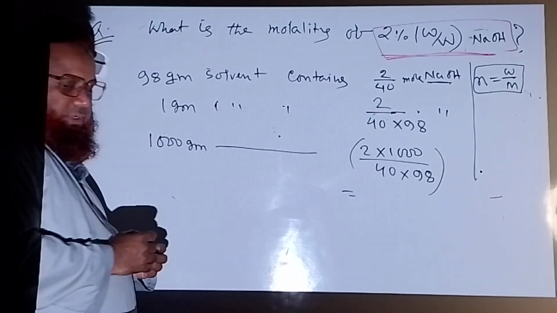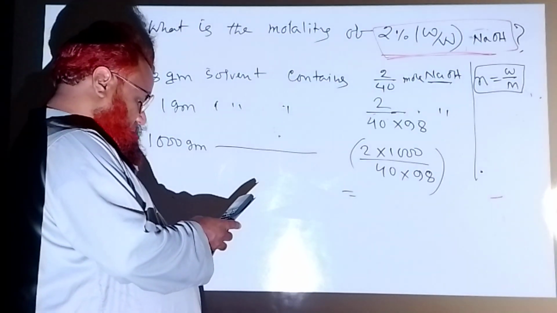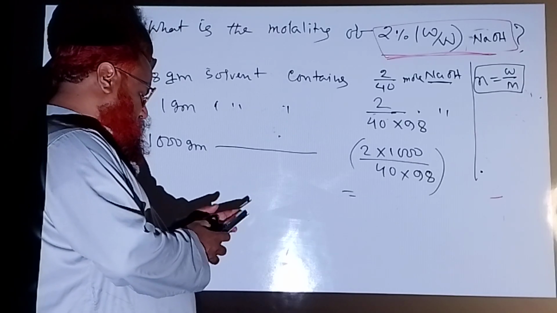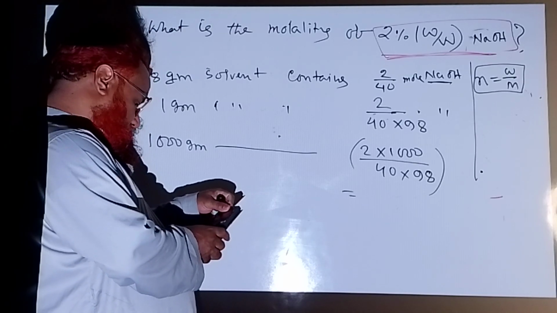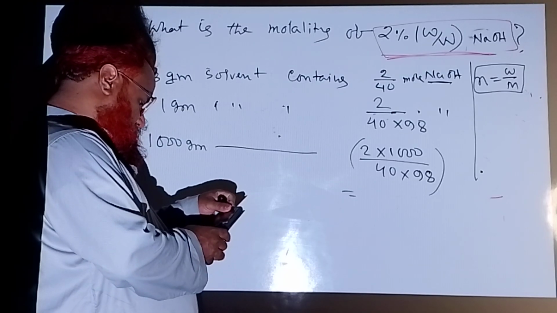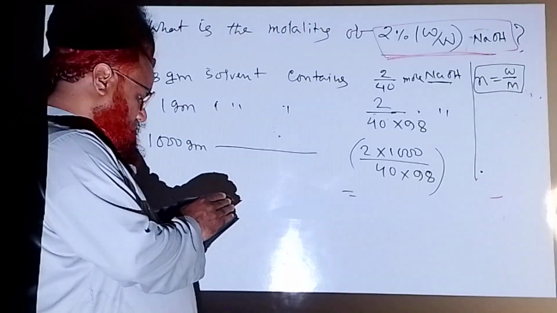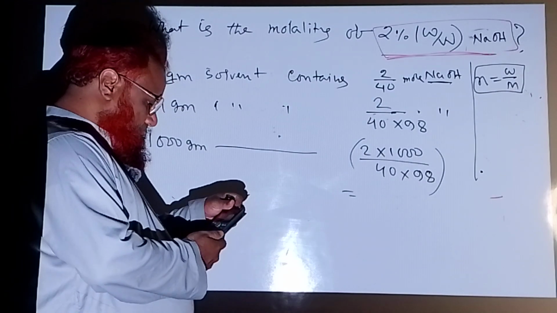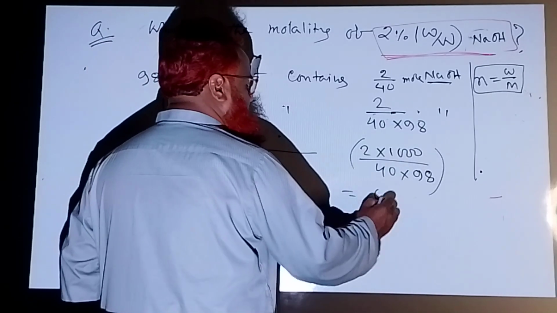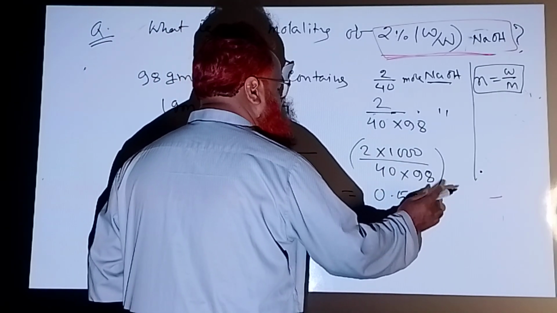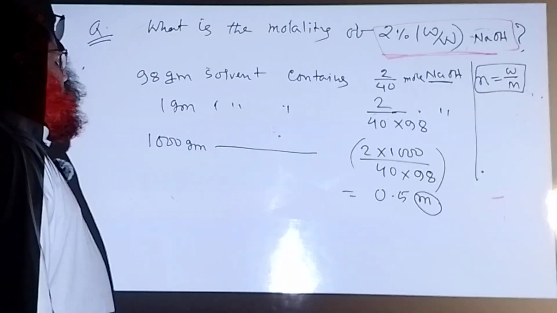Now we have to do the calculation. Look here. 2000 divided by 40 multiplied by 98. So it will be what? 0.5. So it is 0.5 molal, small m, not capital M, small m.